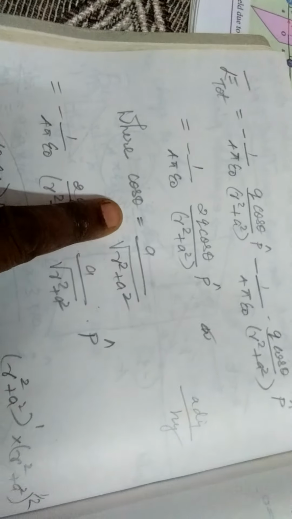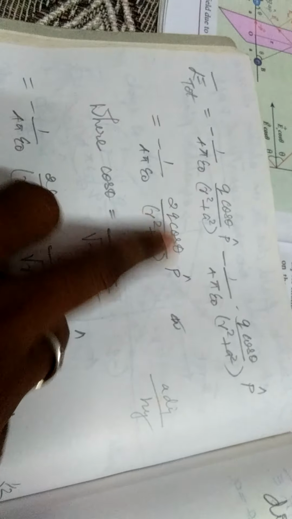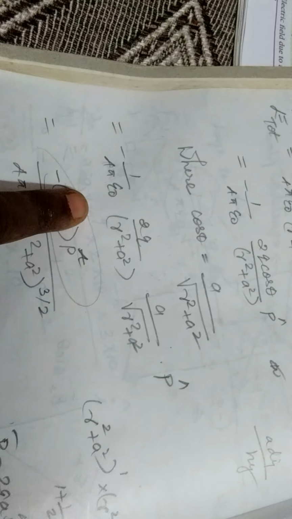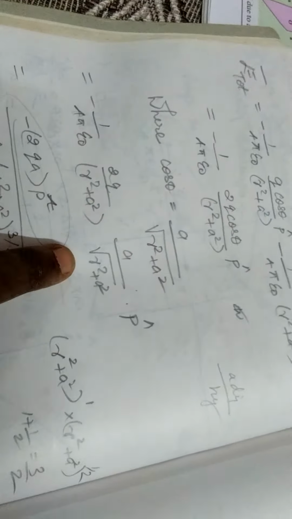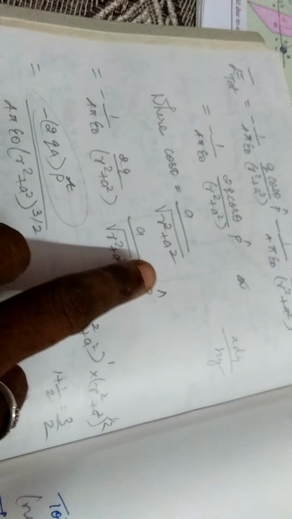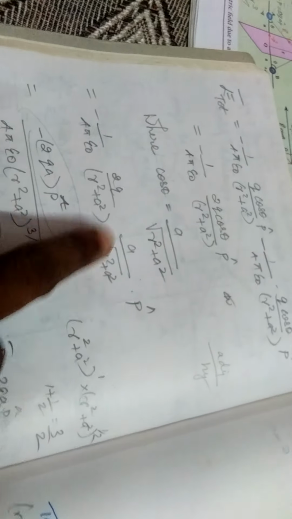That one you have to substitute here. So cos theta is equivalent to a divided by root of r square plus a square. That one you have to apply separately. So we have minus 1 by 4 pi epsilon naught, 2q by r square plus a square, and the cos theta value you have to apply, a by root of r square plus a square, p cap. Right, the p cap. So the root we have to consider as r square plus a square whole power of 1 by 2.